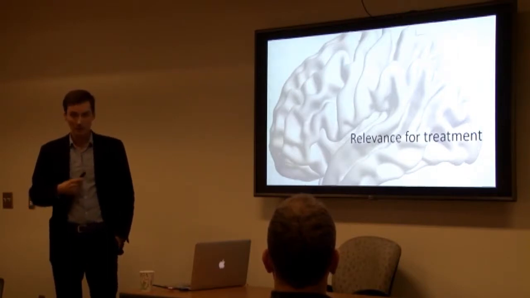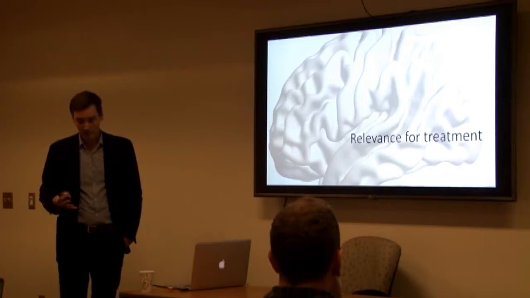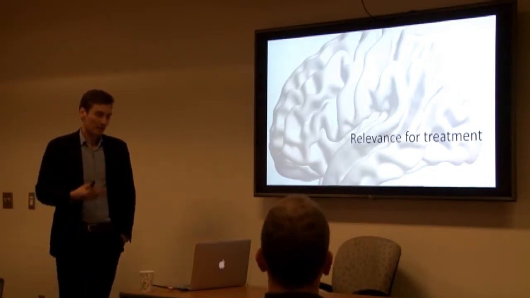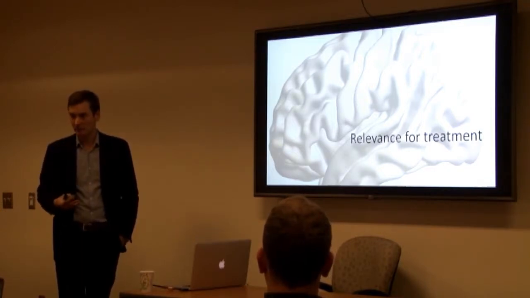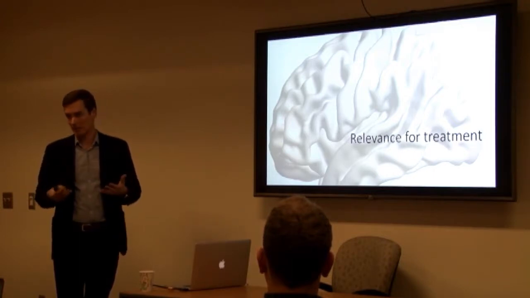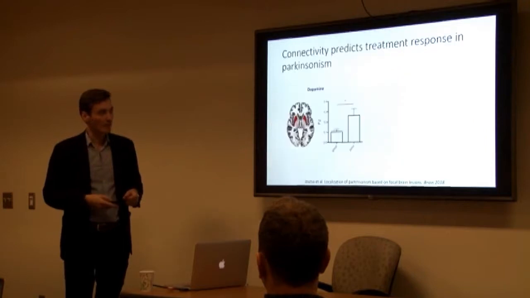All right, so then moving on. How is this relevant for treatment? Intuitively, I think that identifying the origin of a disorder tells us something about where, for example, we should stimulate, which parts of the brain we should interfere with.